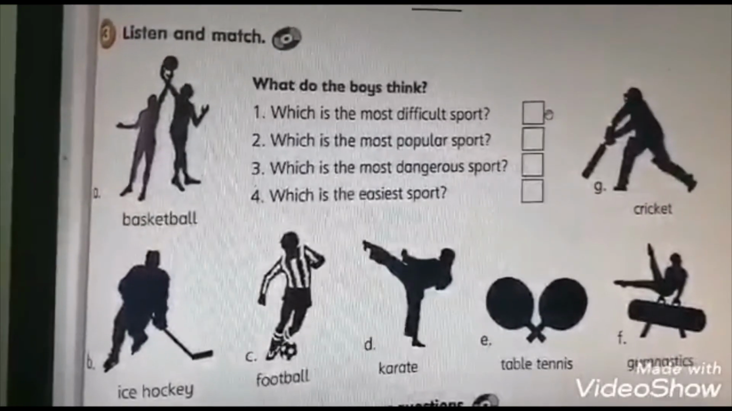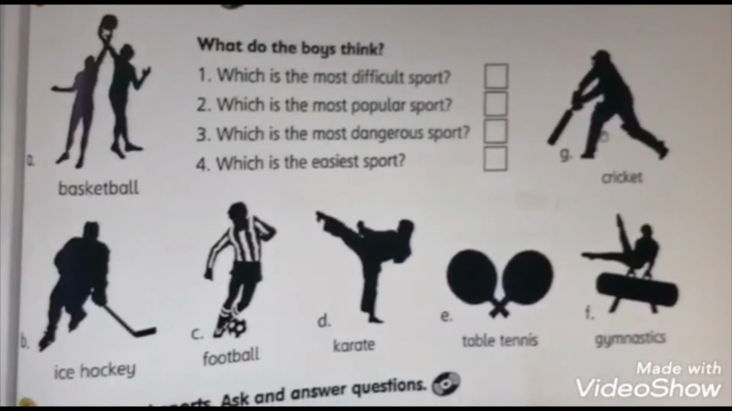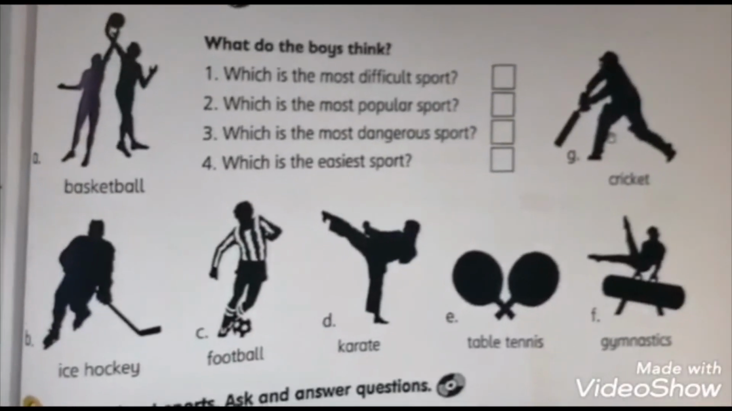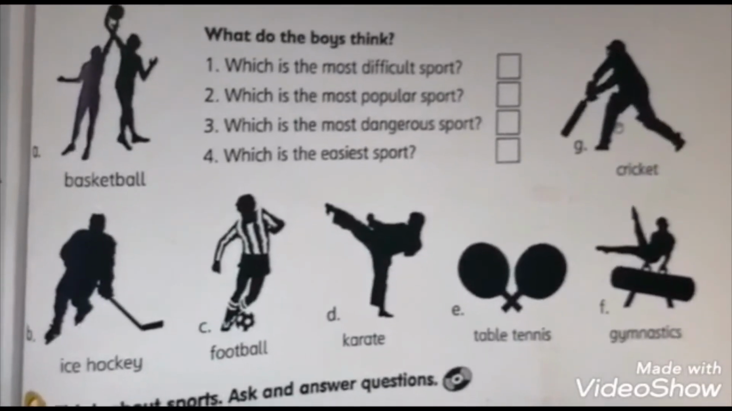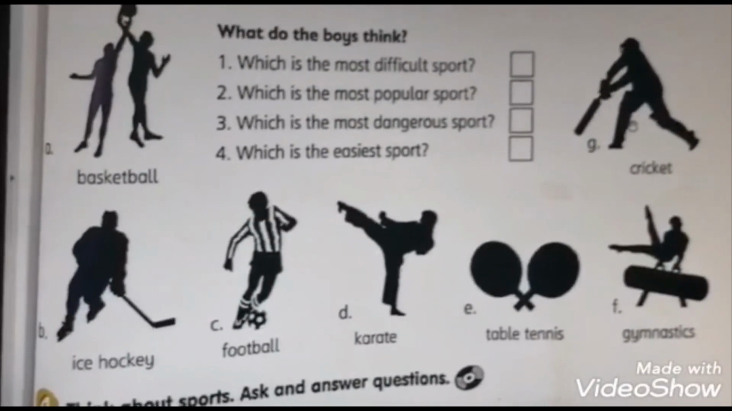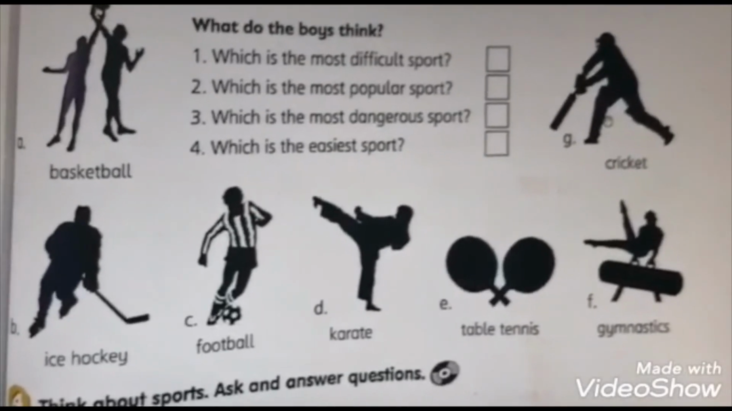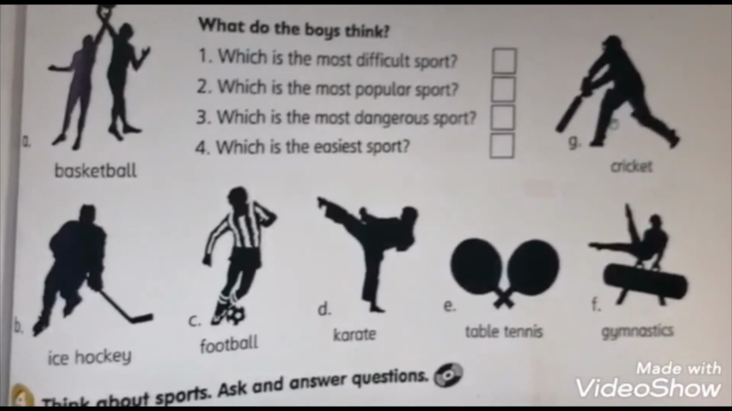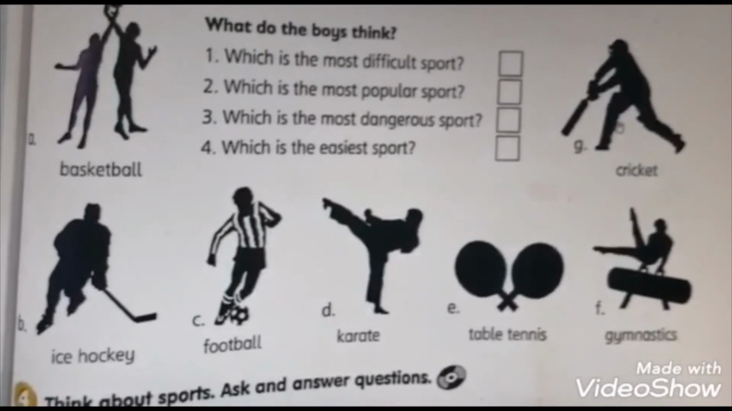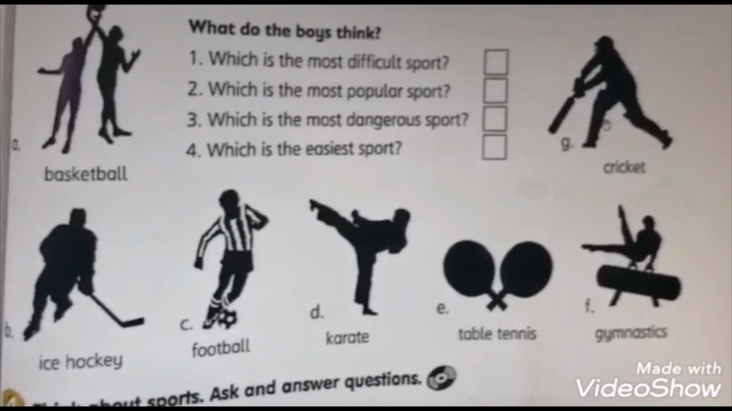That's perfect. So have you listened to activity 3? You can repeat it again if you have any doubt. As you heard, two boys were talking about sports. Now you have to answer the question by writing the letter that corresponds to the correct sport.